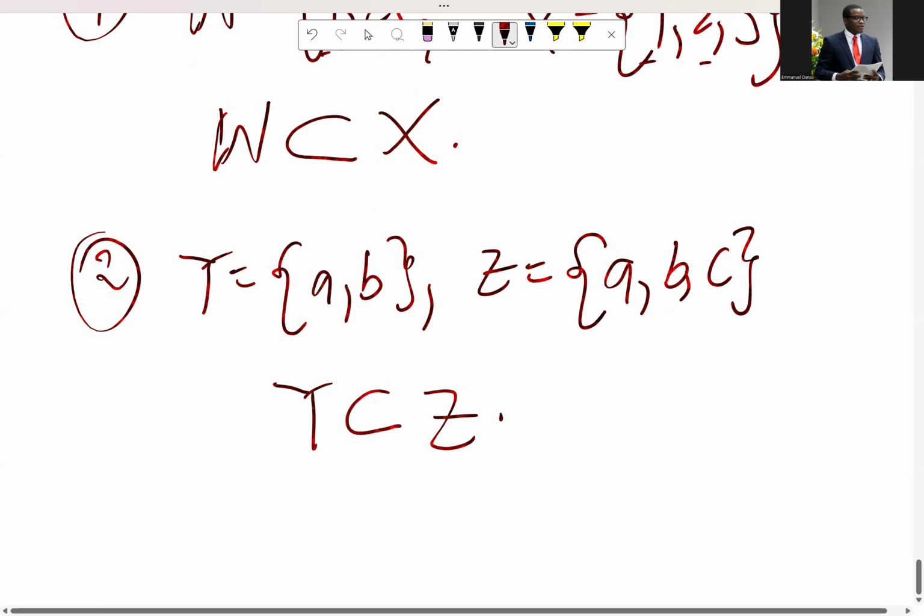So with that, we come to the end of this video about types of sets. There are other types of sets we are going to discuss in the next video, but I think they need to be discussed separately. When we get there, we'll talk about them.